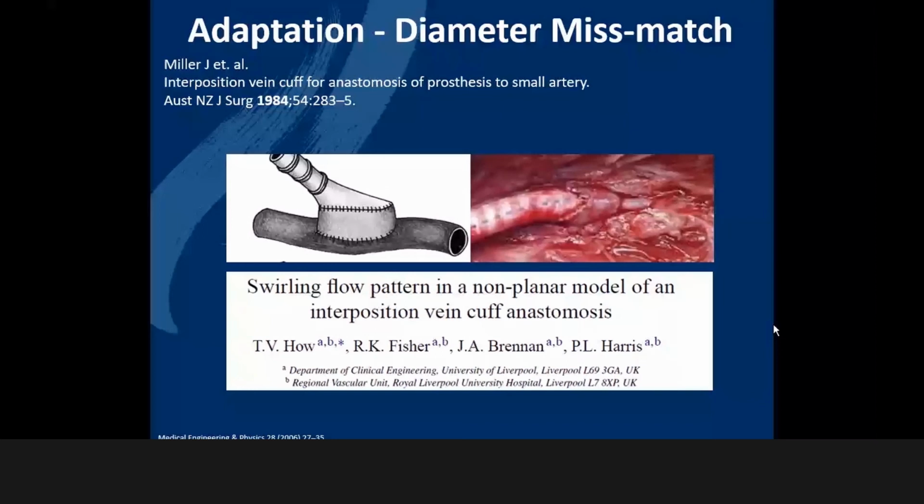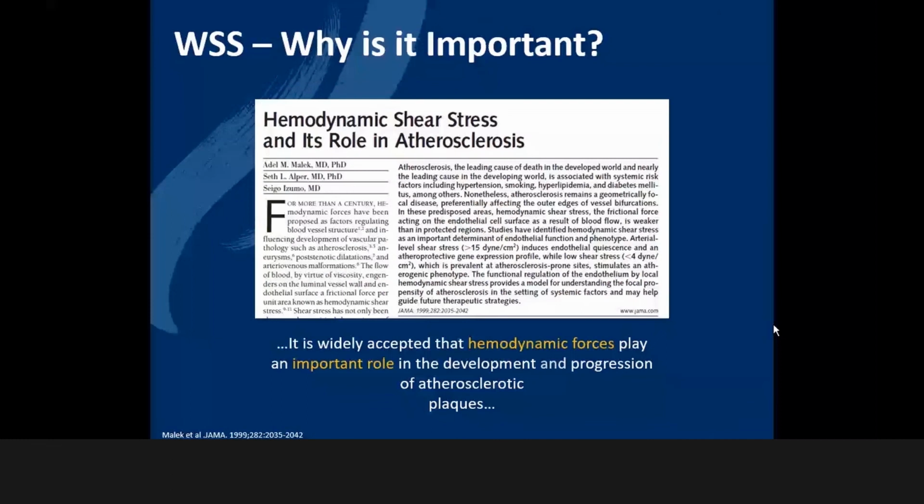I think it's interesting that we use this technique since the early 80s, where Miller proposed this cuff for dealing with diameter mismatch and a prosthetic distal below the knee anastomosis. And it came out that this kind of modification on the anastomosis leads to swirling flow and therefore better patency results. So the wall shear stress, to get back to this, why is it so important?